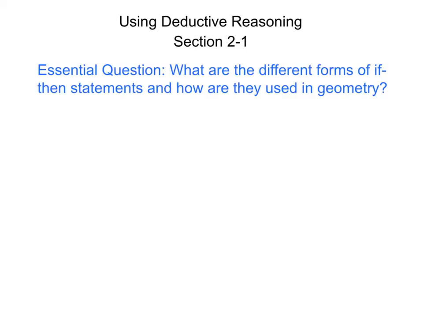Today's lesson is using deductive reasoning. This is section 2-1 in your textbook. The essential question for this section would be, what are the different forms of if-then statements and how are they used in geometry?